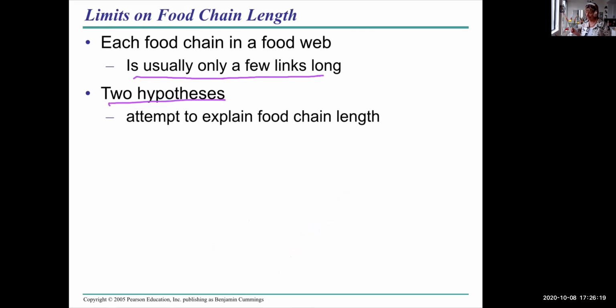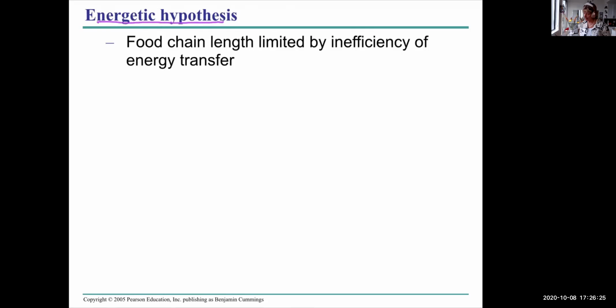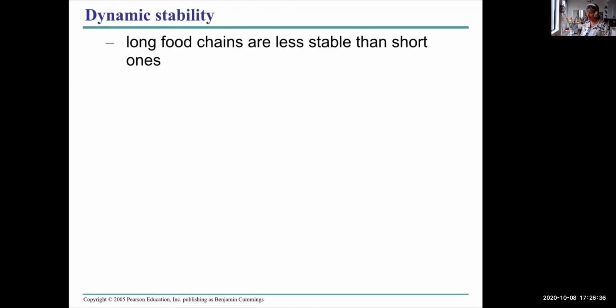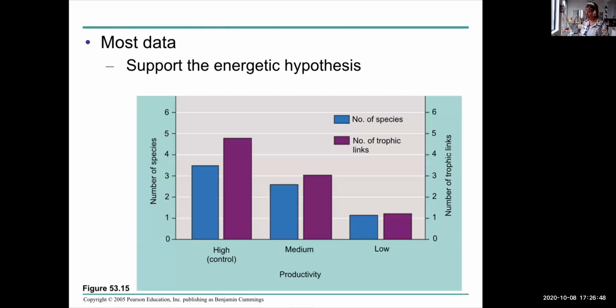And there's two hypotheses that attempt to explain this food chain length. One is known as the energetic hypothesis. So the food chain length is limited by an inefficiency of energy transfer from one level to the next. That's one hypothesis. The other hypothesis is that a long food chain is less stable than the short food chain, so the populations are likely to be less stable. But really, the energetic hypothesis is the best one. So in this case, we have a number of species, a number of trophic links.